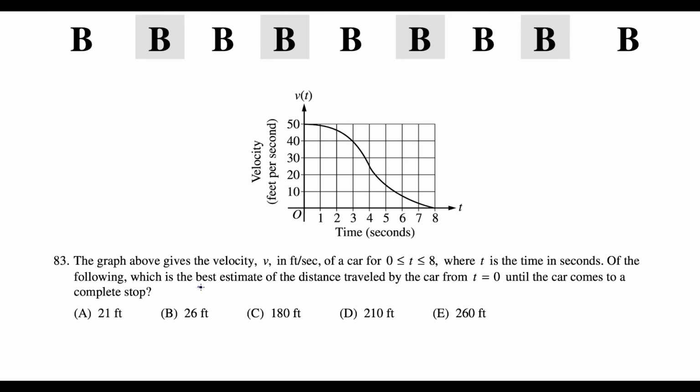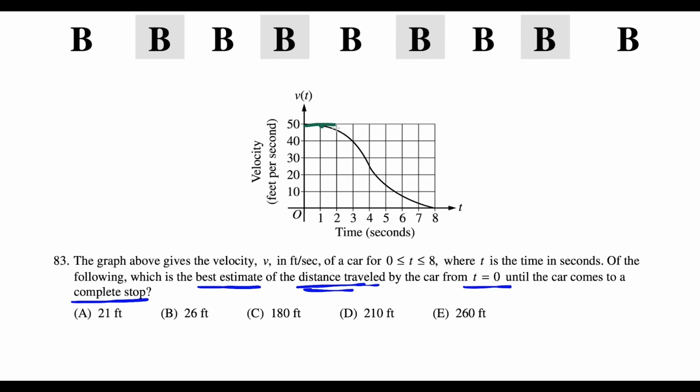For question 83, we have a graph of the velocity function. We want to know the best estimate of the distance traveled from t equals 0 until the car comes to a complete stop. There's not just one nice way of doing this. We could find the area under this curve, but once again, we're doing an approximation because we're looking for the best estimate. So we just have to get really close to the answer.